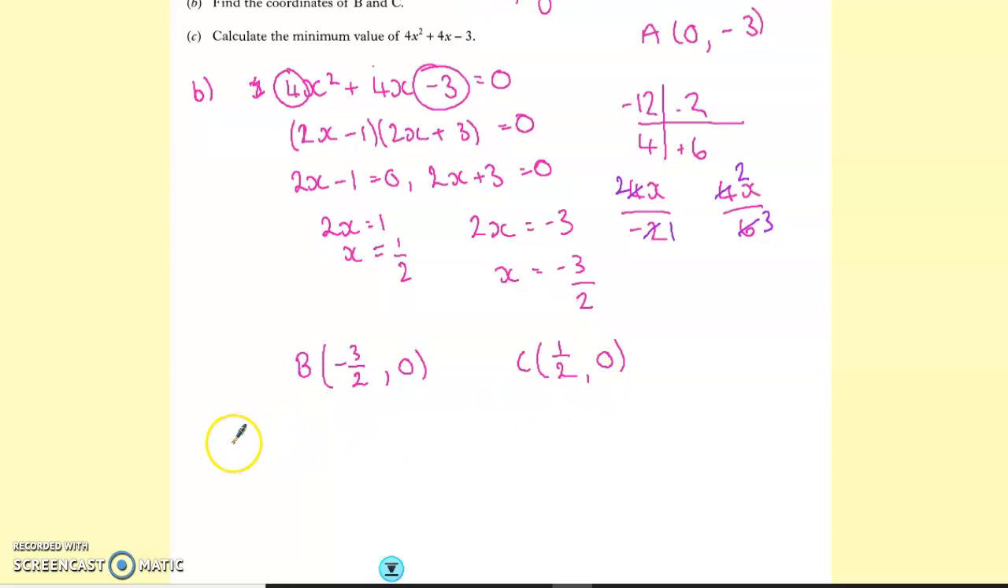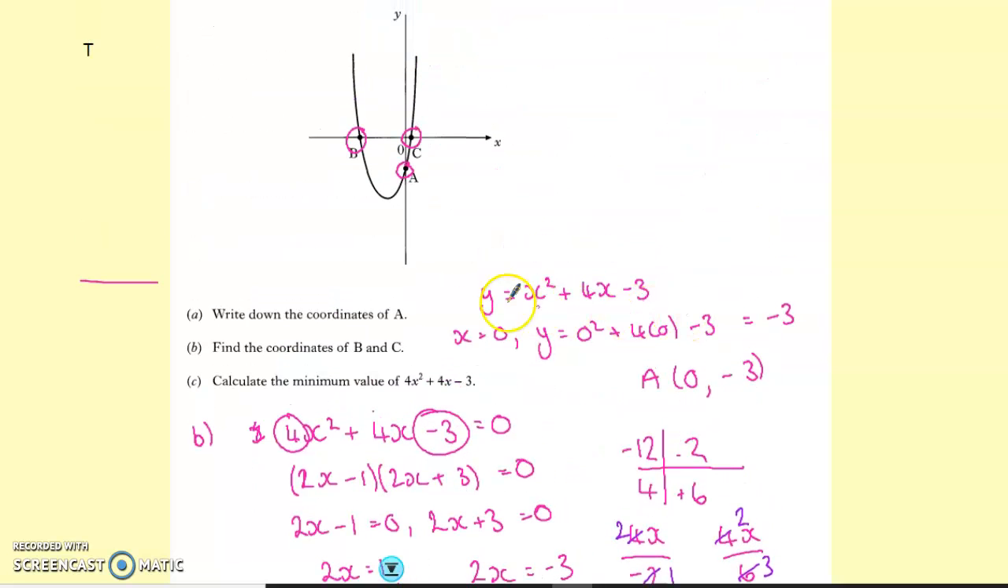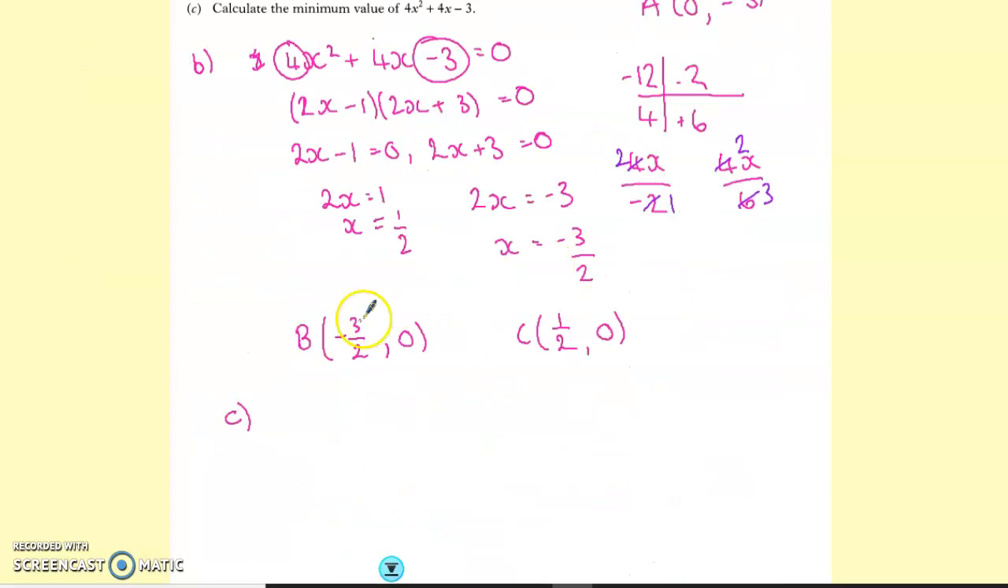Looking at part C then, we want to find the minimum value. The minimum value is at the turning point down here. So we need to be able to find the turning point. Now your turning point is always on your line of symmetry. Your line of symmetry is symmetrical, so it's always halfway in between your x coordinates at B and C. Okay, so halfway in between minus 3 over 2 and a half.